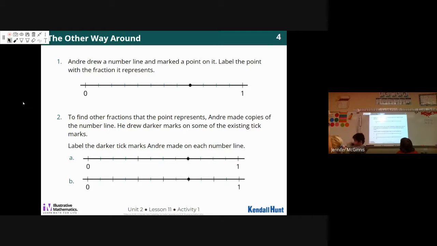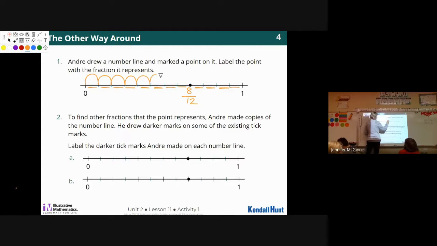Anna, what do you got? 8/12. Why 8/12, Anna? Because if you count the spaces, it's 12. And we're counting spaces, not ticks, right? Yeah, we're always counting spaces. This is 12. And then you count the spaces until you get to the mark, and then it's 8. That's 8 spaces on the number line.